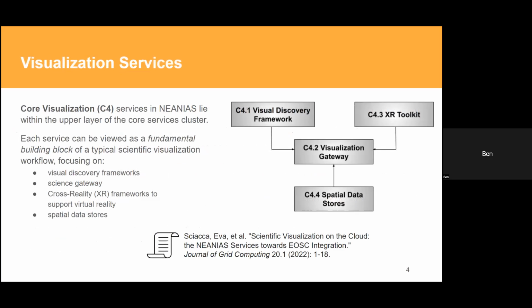The Visualization Gateway is built on the core services, which is C4.2. It interacts with the Visual Discovery Framework, the XR Toolkit, and the C4.4 spatial data stores. Each building block is a fundamental service, and they each help the other. The Visual Discovery Framework is a module on top of the Visualization Gateway, and the same goes for the XR Toolkit and the spatial data stores. The Visualization Gateway aggregates and implements all of these things.